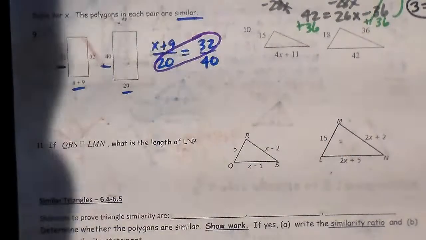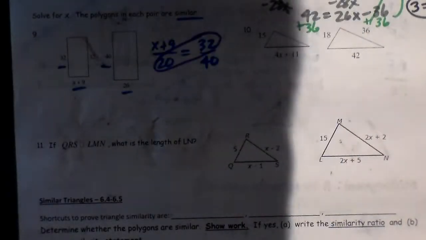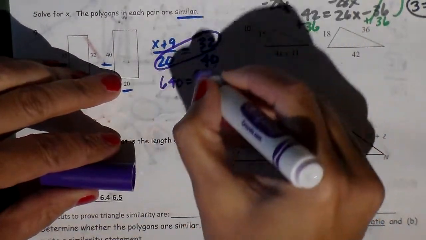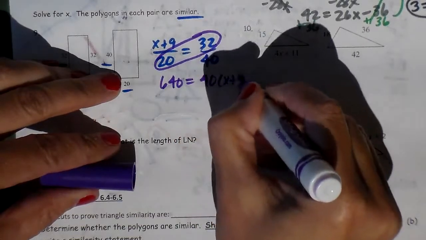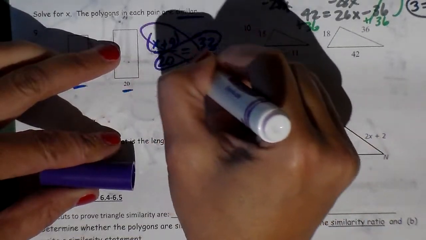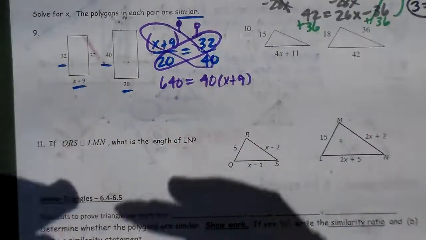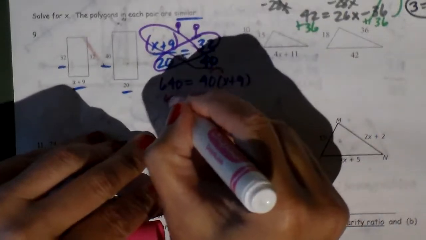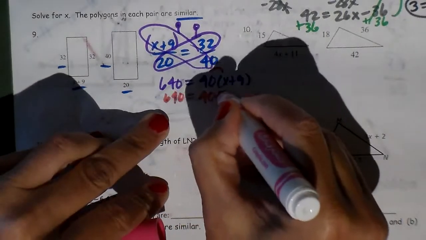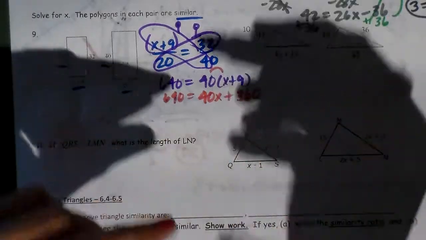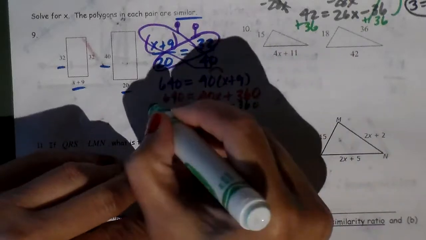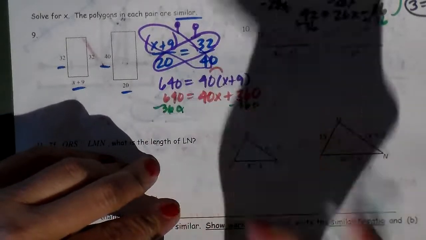So I have 32 times 20. Again, I don't want to think. I think it's 640. I don't want to think right now. So it's 640 is equal to 40 times (x + 9). There are those parentheses again. And let's draw our butterfly, because that poor butterfly is warped. And let's continue on. So I'm going to distribute. So I have 640 equals 40x plus 360. And then I'm going to take the 360 and subtract it from both sides.